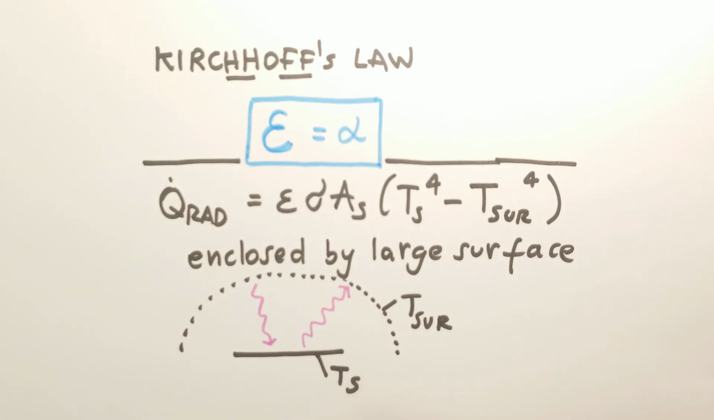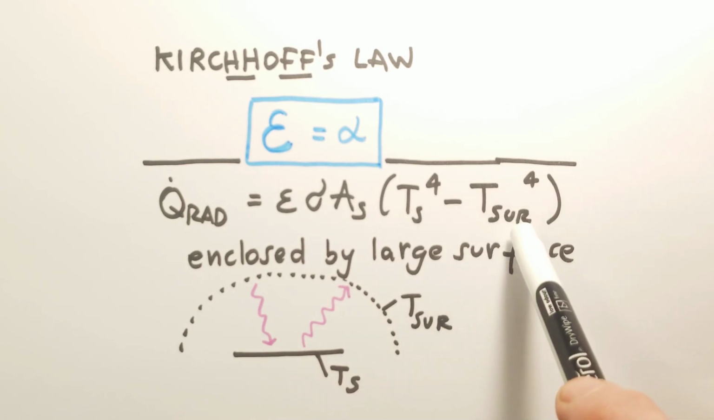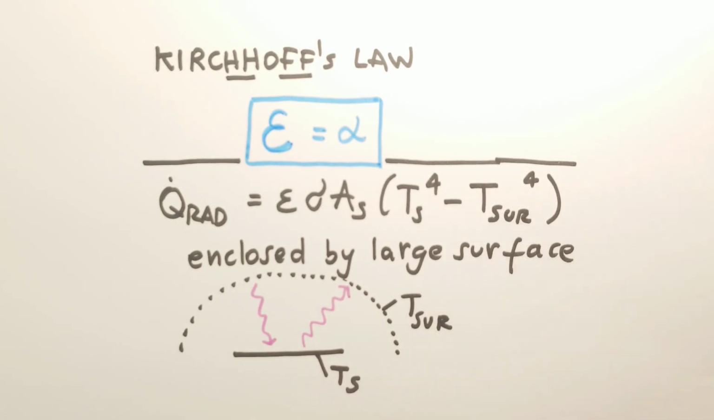In the case of a surface that's in an environment with another surface called the surrounding, then Q radiation is equal to epsilon sigma A_s times the difference between the fourth power of the surface temperature minus the fourth power of the surrounding temperature.